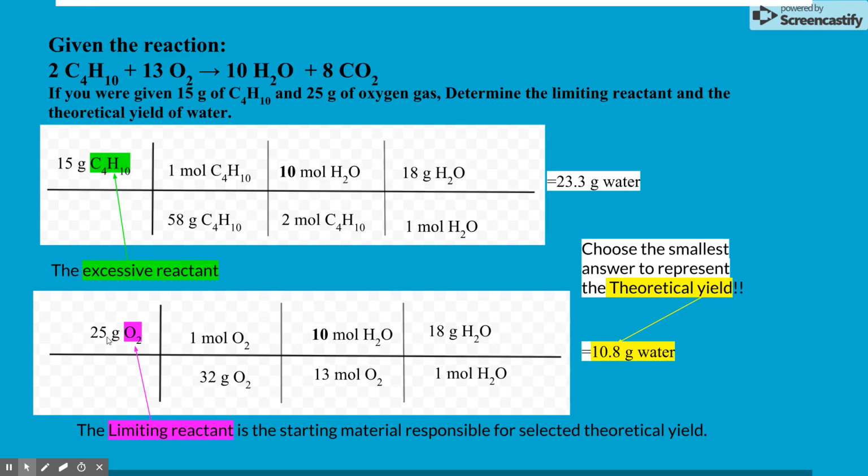So you have two stoichiometries that are started because you have two givens. You find two answers. The smaller of the two answers represents the theoretical yield, and the reaction that was used to set up the theoretical yield that was the smallest will reveal the limiting reactant as the starting material.